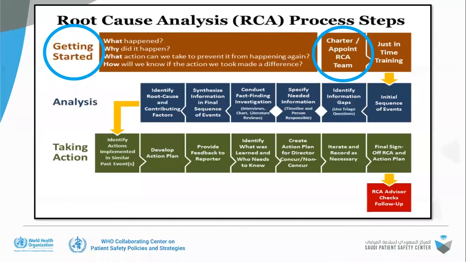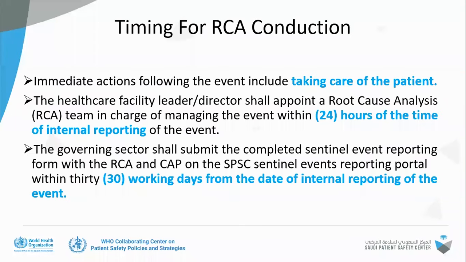The root cause analysis process usually starts with the internal reporting. Then the first thing to do is to appoint a team leader and create the RCA team. The aim of this team is to identify the basic or contributing factors that underlie the variation in performance associated with the adverse event or the close call.